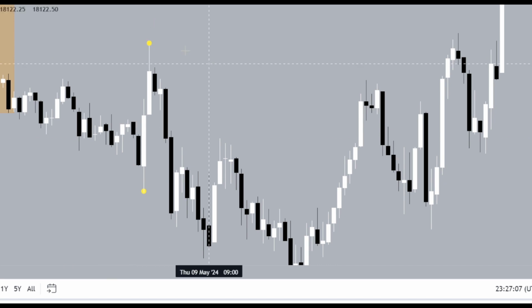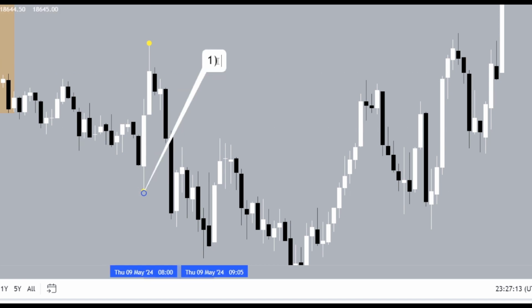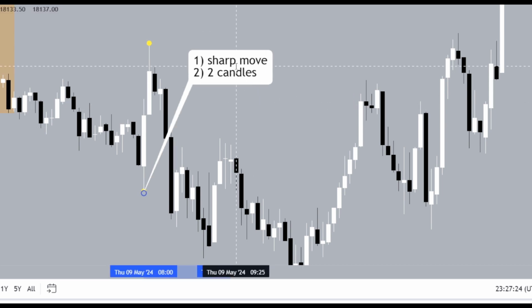Now what determines this as a pullback? Well, let's see. The move here is very sharp. We have a very sharp move, I'm sure most people would agree to that. We have a sharp move up, and more importantly, we have 2 candles as the pullback. They're very important. This validates our overall structural move.